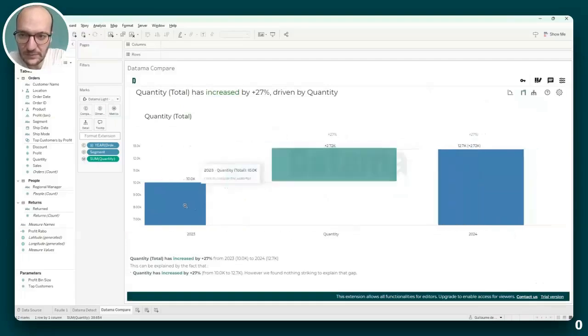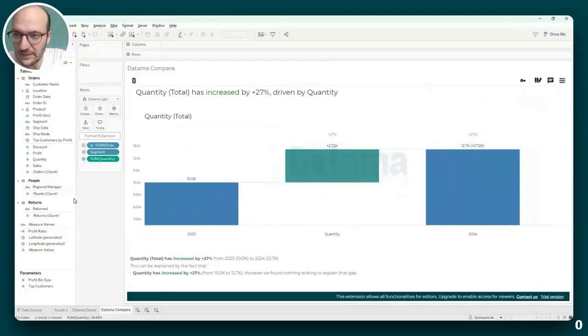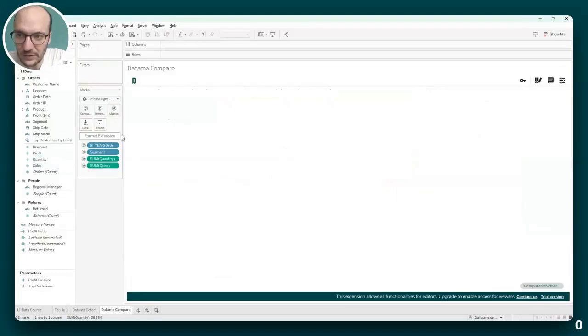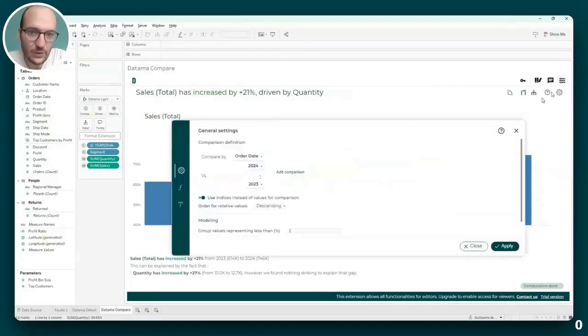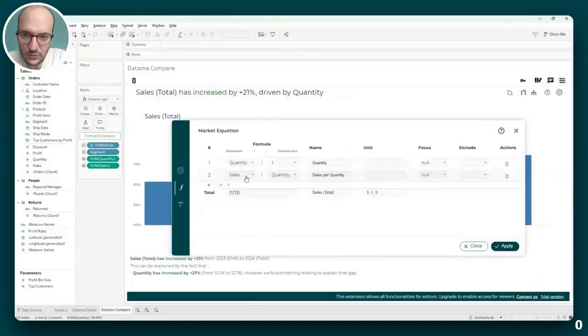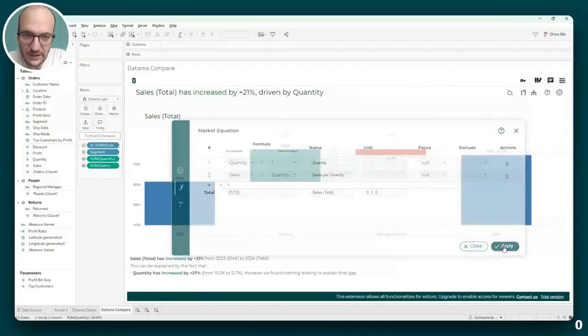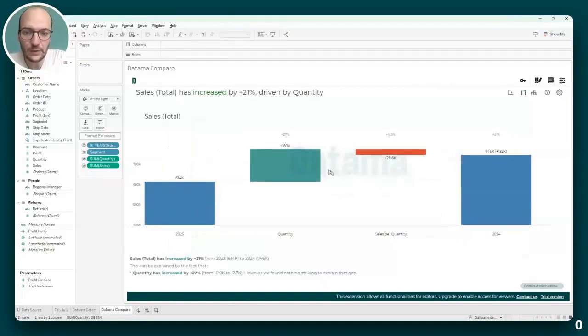So, in two ways. On one hand, by breaking down the effects by control, meaning that if, for example, you have a volume effect and a price effect, you can put quantity and sales. Datama will construct what it calls a market equation, which means building the two controls, quantity and sales, divided by quantity, which represents your prices, and then calculate the impact of the variation of each indicator on the main indicator, here the sales.